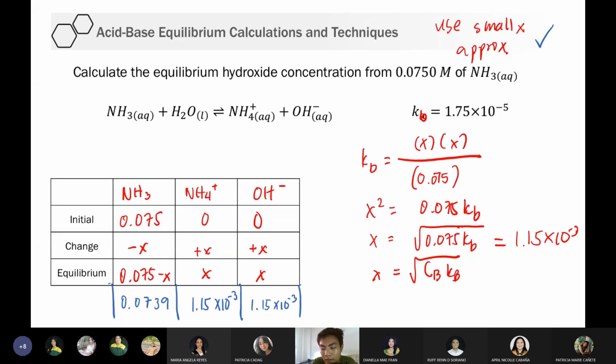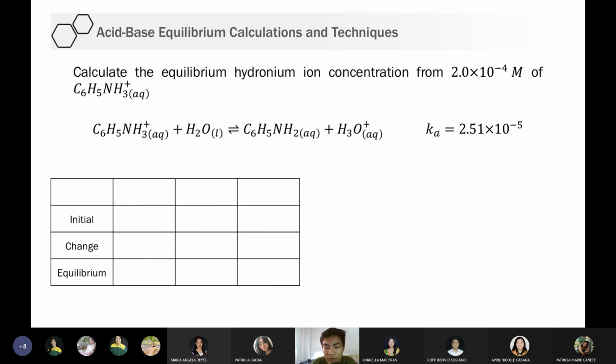Okay? So, for acids, kapag pasok yan sa small x approximation, x is equal to the square root of CaKa. For bases, if pasok yan sa small x approximation, x is equal to the square root of CbKb. Provided that the coefficients for all the chemical species is 1. So, ganun lang. Tapos na. Wala na akong masasabi. Yan na yun.